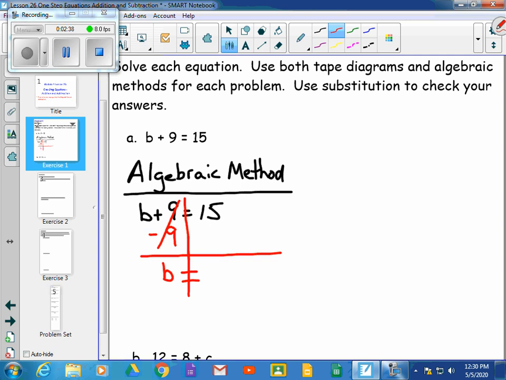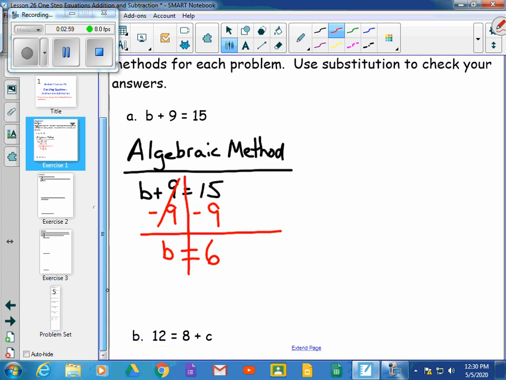Now the other thing, like I said, you have to think of this as a balance scale. So in order to balance it up, what you do on one side, you must do to the other. Since we subtracted 9 on the left, we have to subtract 9 on the right. And our problem is 15 minus 9, which is 6.